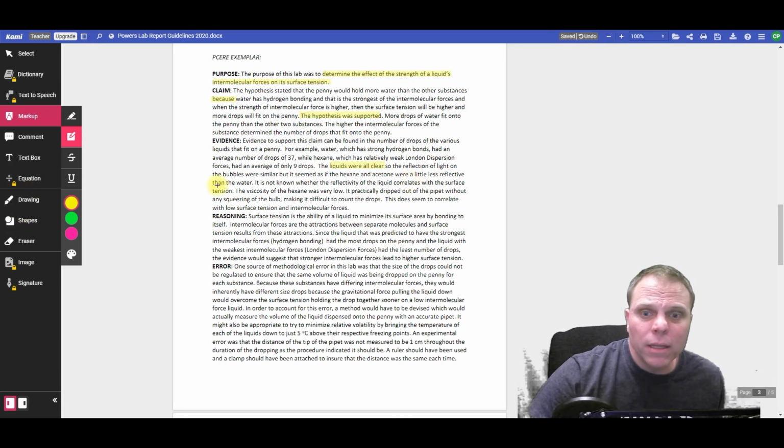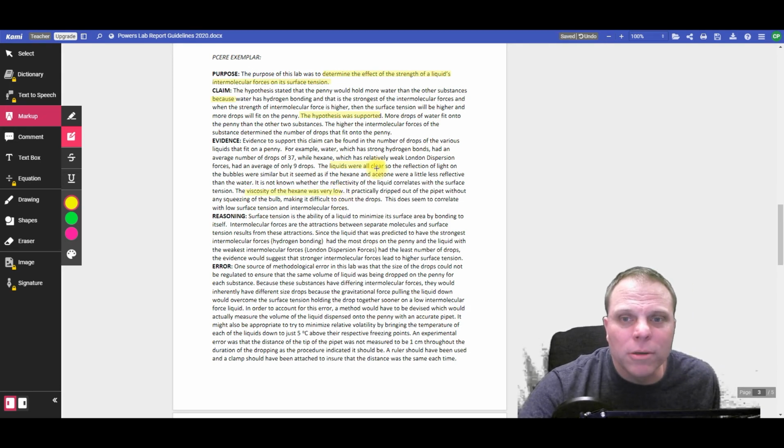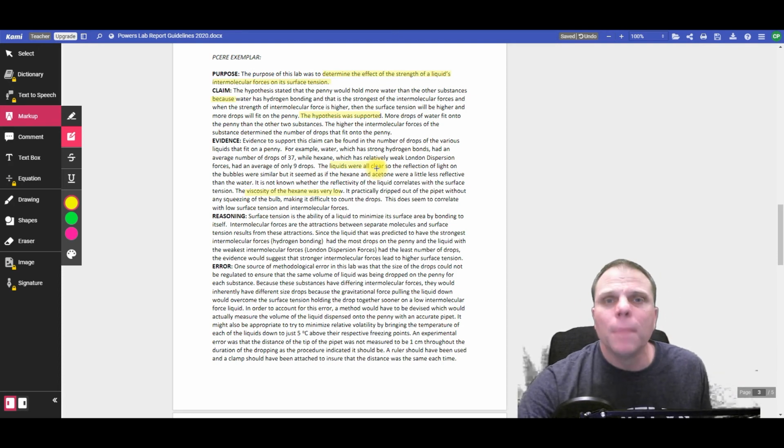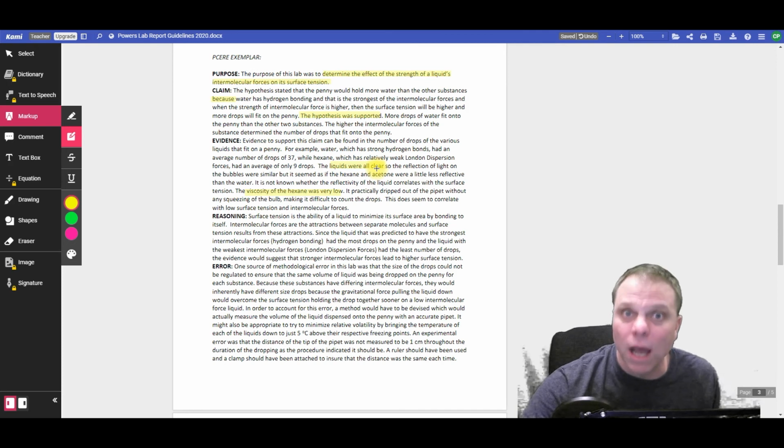Viscosity was very low. Viscosity, remember, is how thick something is, how it flows. So they're saying viscosity was very low, and they talk about that a little more in detail. It practically dripped out of the pipette. They're explaining that the viscosity was really low in better detail.